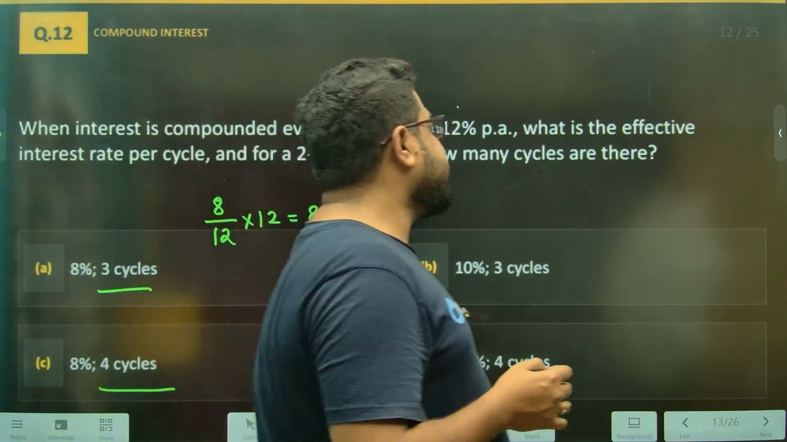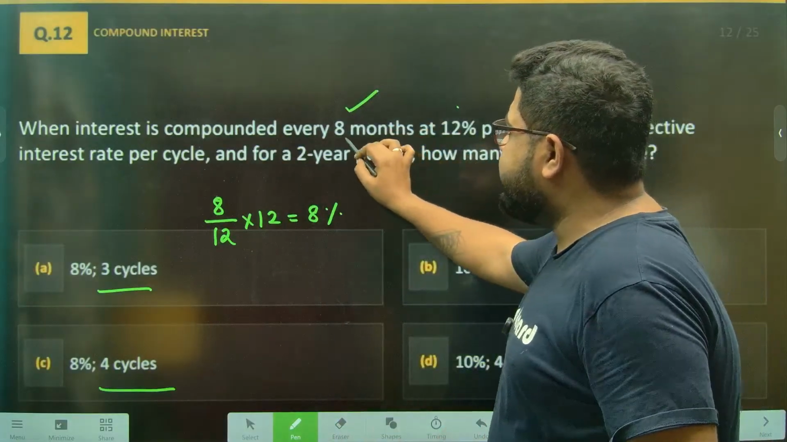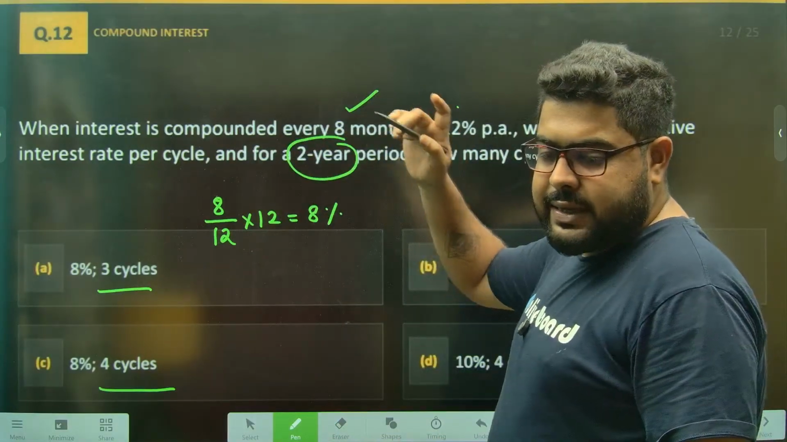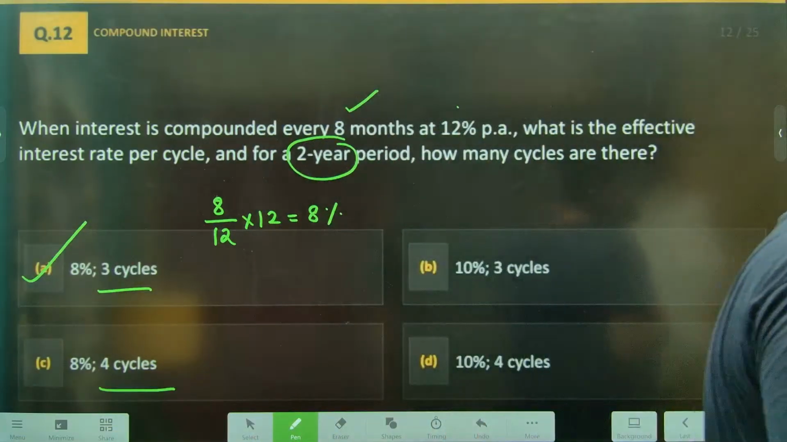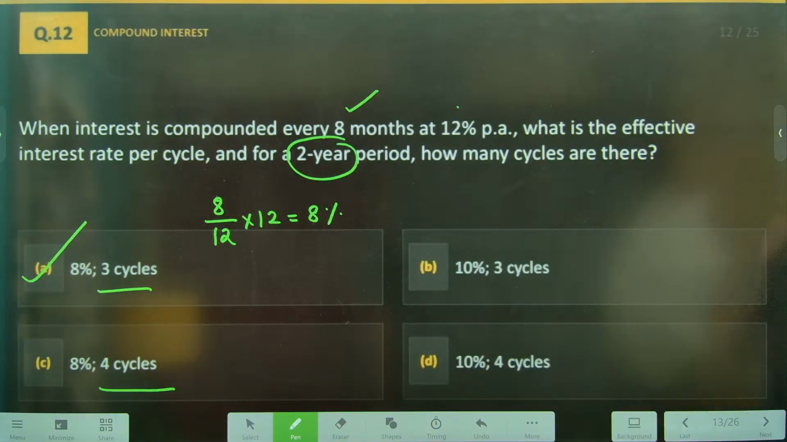Now, how many cycles? 8 months, 2 years meaning 24 months. So there will be 3 cycles. 3 8s are 24. So option A is the answer. Last year, there were a couple of repetitions of this very type.